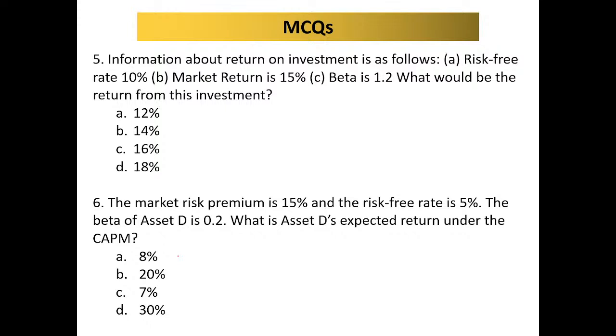The second question, the sixth question, market risk premium is 15% and the risk-free rate is 5%. The beta of asset D is 0.2. What is asset D's expected return under the CAPM? The options are 8%, 20%, 7% and 30%. We will use the same formula. The answers are, for fifth, the answer is 16%, and for sixth, the answer is 8%.